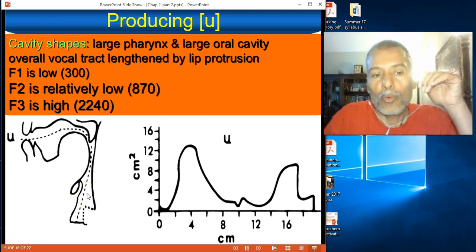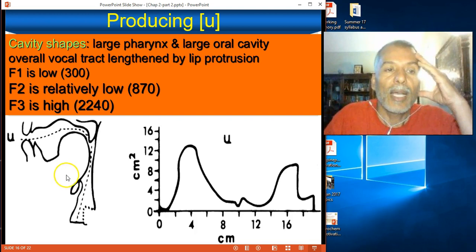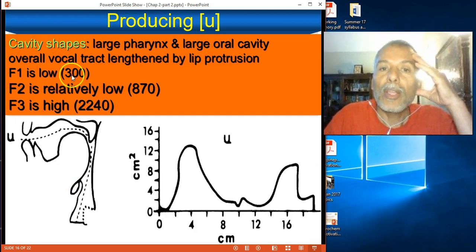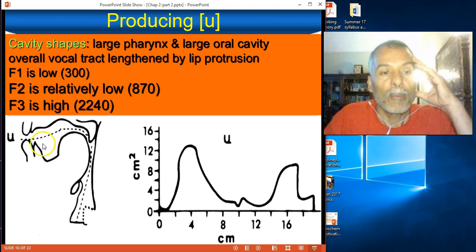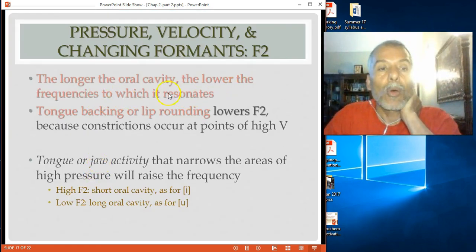So for ooh, even though the back is constricted, the length of the tube overcomes that effect, and it makes F1 as low as 300 Hertz, and F2, because of the room here created, 870, and F3 is 2240 Hertz. So the longer the oral cavity is, the lower the frequency to which it will resonate.